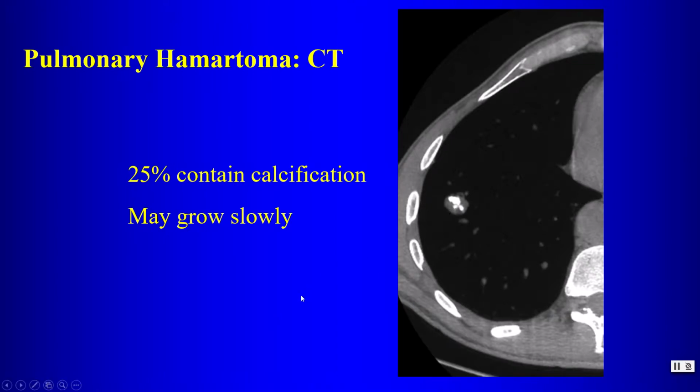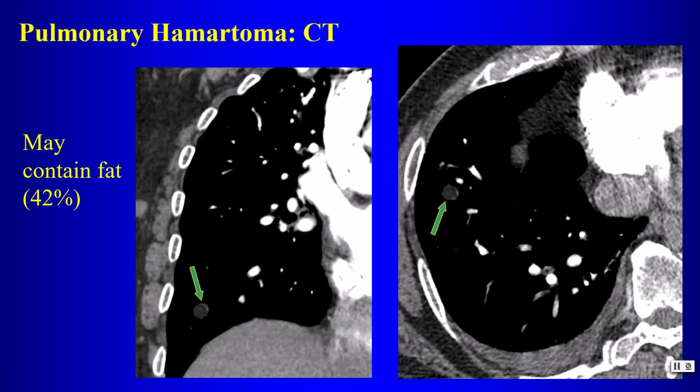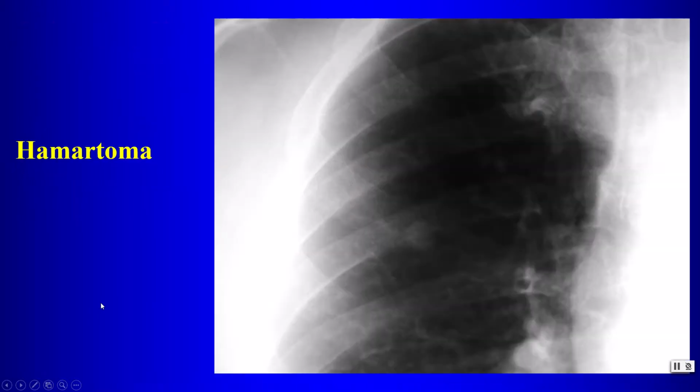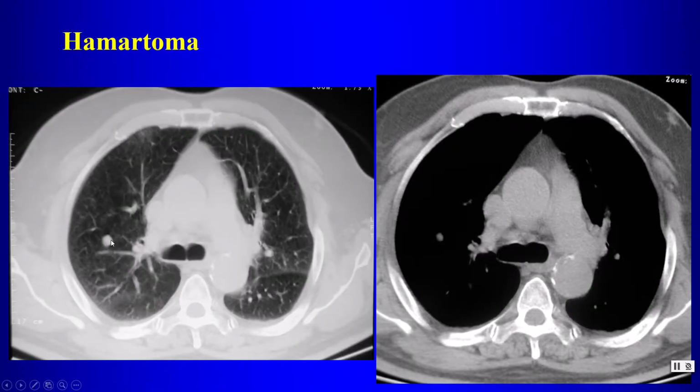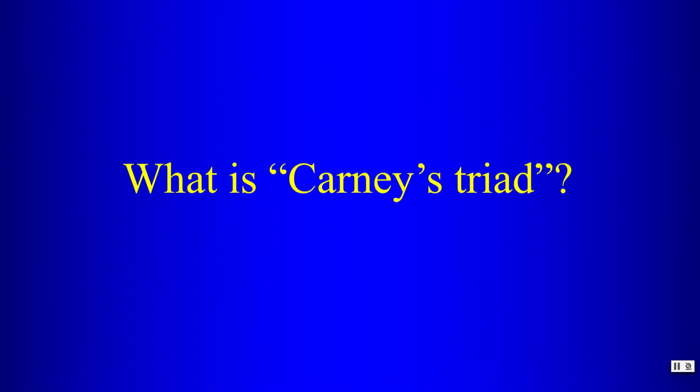If we see it, it's very suggestive of a hamartoma, and hamartomas may grow slowly. They may also contain fat. So if we can see that there's fat within a nodule, we can say it's a hamartoma, a benign lesion that does not require any further follow-up. Unfortunately, most hamartomas in clinical practice look like this: non-specific nodule on chest radiograph, non-specific nodule on CT. So this is why we include hamartoma in our differential of solitary pulmonary nodules.